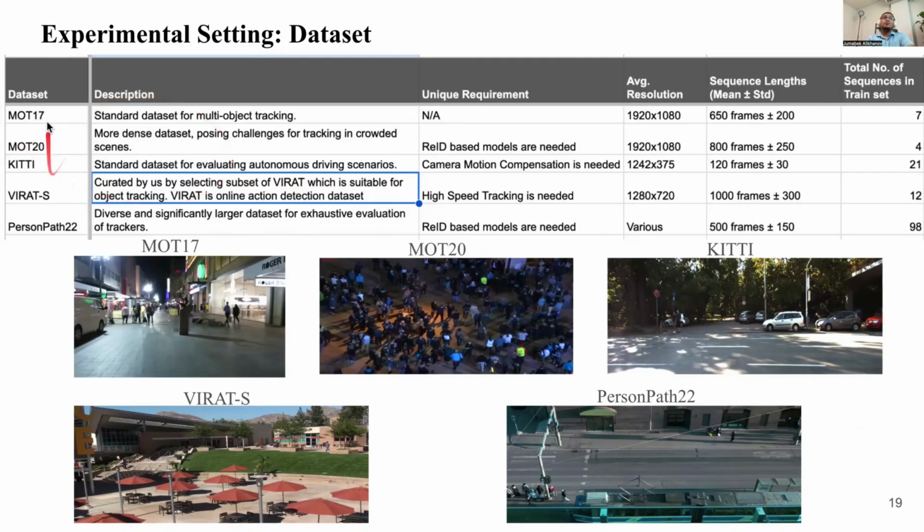All right, so that's why we evaluate on multiple datasets, and notably PersonPath22, which is from Amazon, recently released, and it has 98 video sequences.